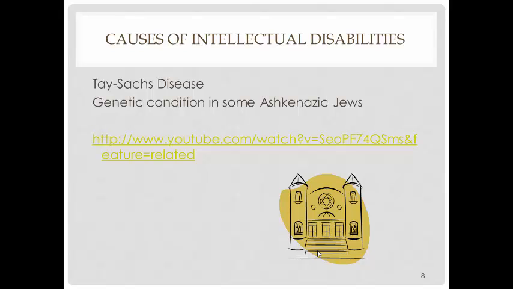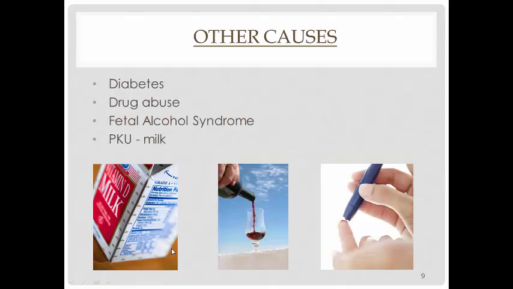Another condition is Tay-Sachs Disease, which is a genetic condition that happens to some people of Jewish heritage. And you can see a YouTube video about that, so please watch it. Now, what are some other causes? Gestational diabetes in the mother, drug abuse by mother and or father, fetal alcohol syndrome, where one parent or both parents drink heavily during the time the child was conceived or in that time period, or while the mother's pregnant, she actually ingests too much alcohol. And of course, better no alcohol if you're pregnant, ladies.